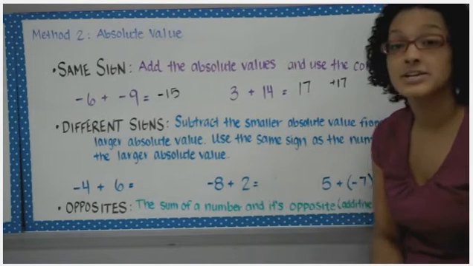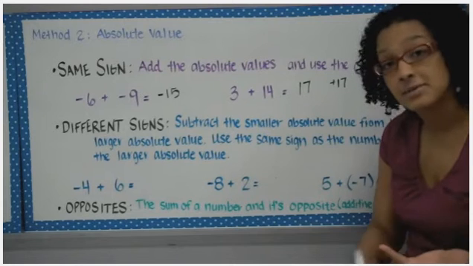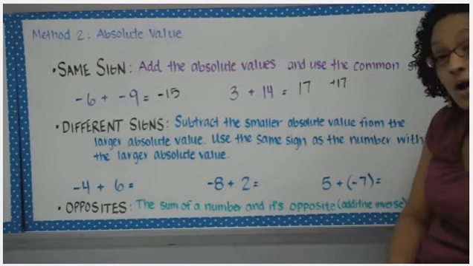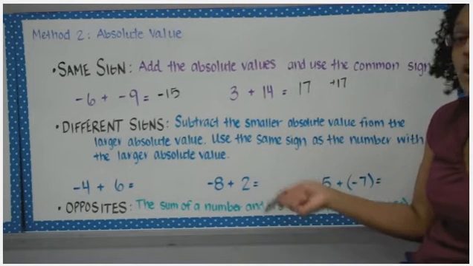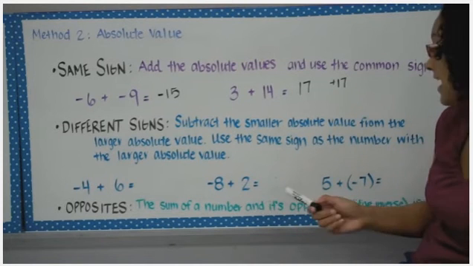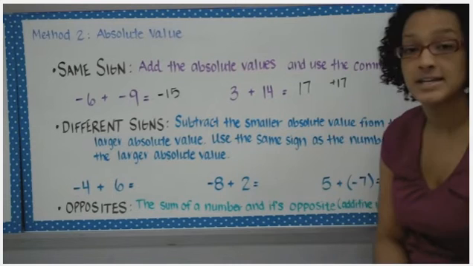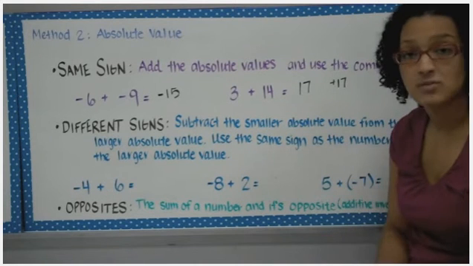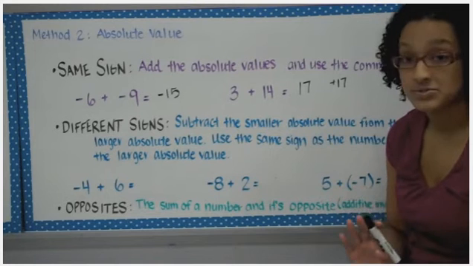If the signs are different, if you're adding a positive number and a negative number, what you do is subtract the smaller absolute value from the larger absolute value. Then you use the same sign as the number with the larger absolute value. That looks like a lot of words, it looks overwhelming. It's not that tricky. Let's do some examples.